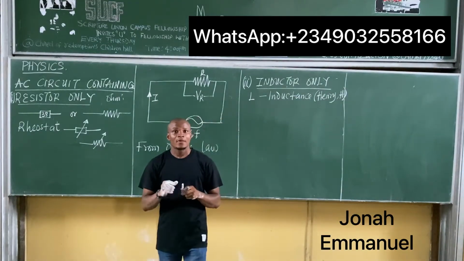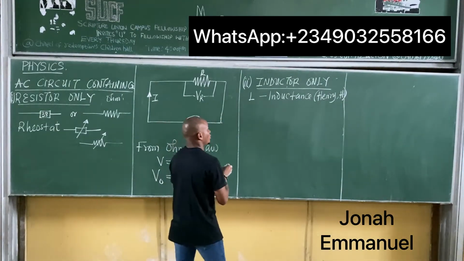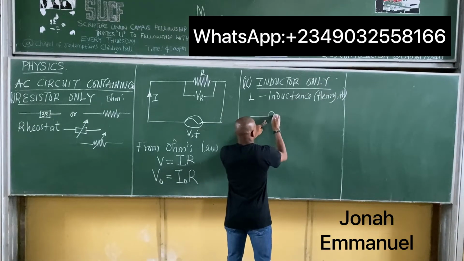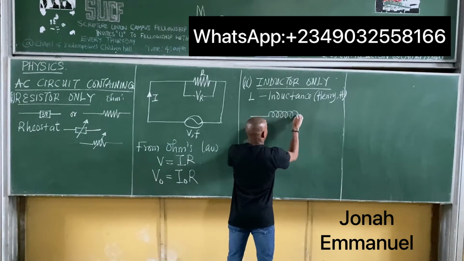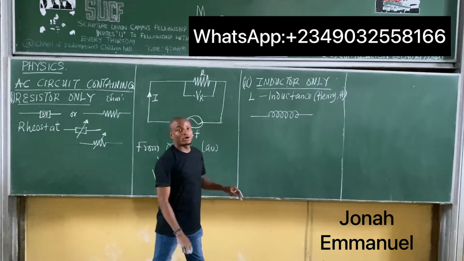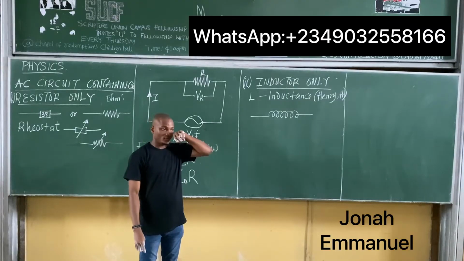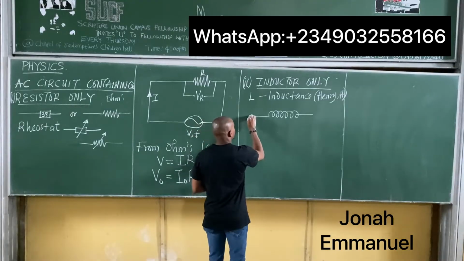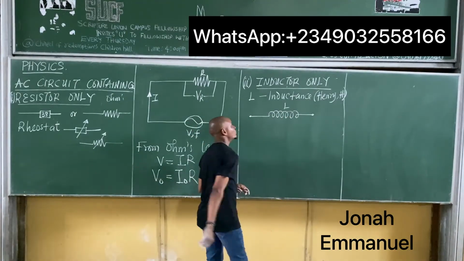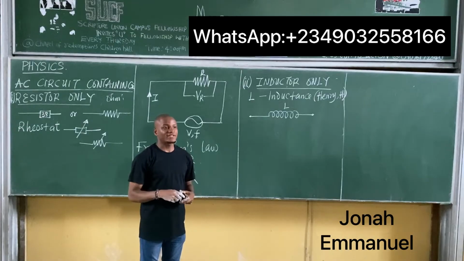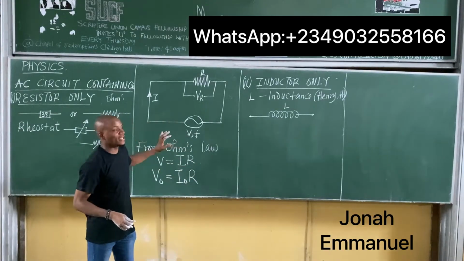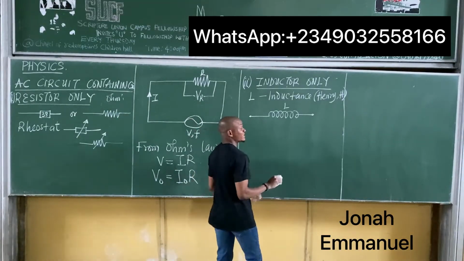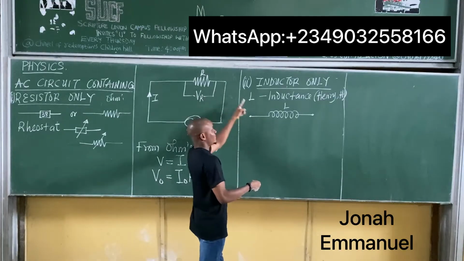Take that please. The circuit symbol for an inductor is this. This is the inductor symbol, L. Next up please. Let's sketch an AC circuit that has inductor only. How do you sketch it? This same thing comes here. So I'm drawing exactly the same thing, just that I'm replacing this by this.